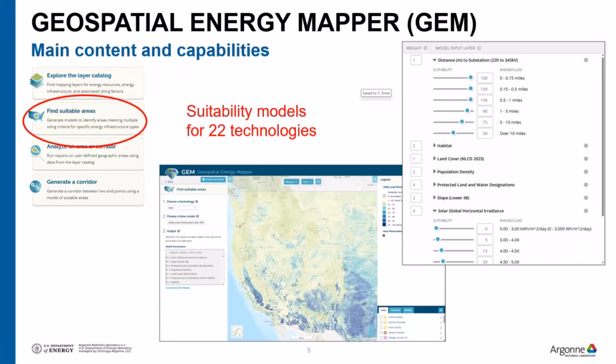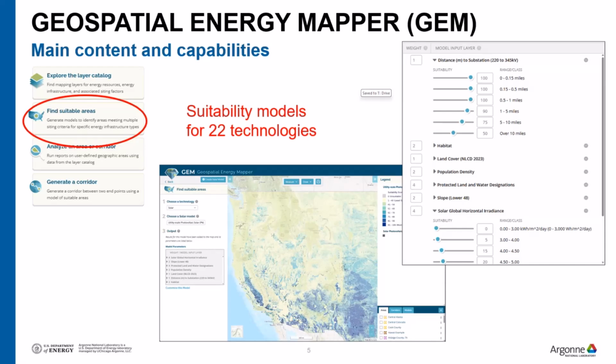Next section in the tool list is find suitability models, or find suitable areas, and that is the modeling capability for a whole variety of technologies. We have a default model configured for just about every technology that's used to generate electricity, and some other types of energy infrastructure, such as electric vehicle charging station models. And that dialog at the top left gives you a general sense of how it works.